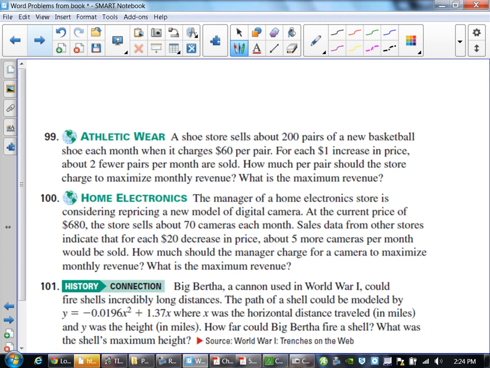So here's what happens. When you see a problem like this, there are 2 things happening. You have sales, and you have price. So you have 2 things working with each other, and we're going to turn it into a quadratic. How many shoes did I sell initially? 200. At what price? 60.